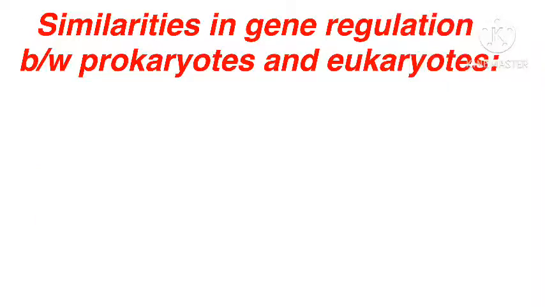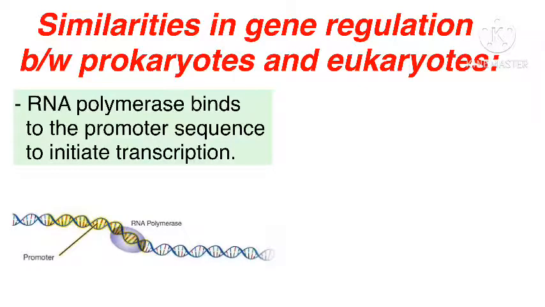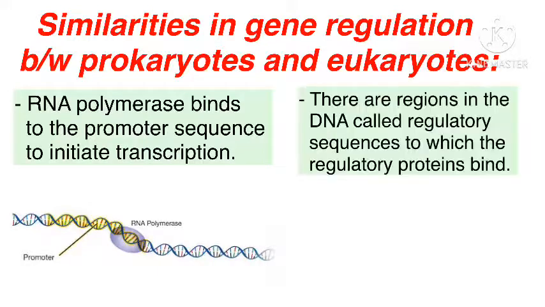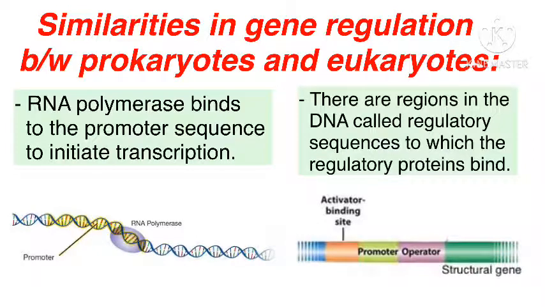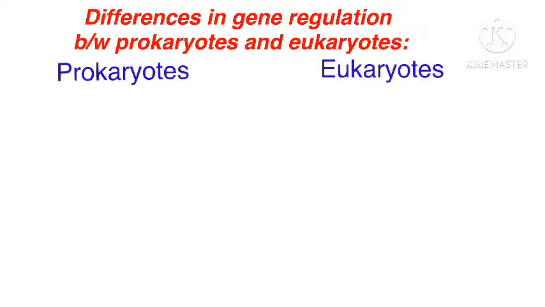Well, next, speaking of the similarities in gene regulation between prokaryotes and eukaryotes, there are some basic similarities between them. RNA polymerase in both prokaryotes and eukaryotes binds to the promoter sequence in order to initiate transcription or to initiate gene expression. Moreover, both prokaryotic and eukaryotic DNAs have binding sites for the regulatory proteins to control when and how its genes are expressed. At the same time, there are differences in gene regulation between them.